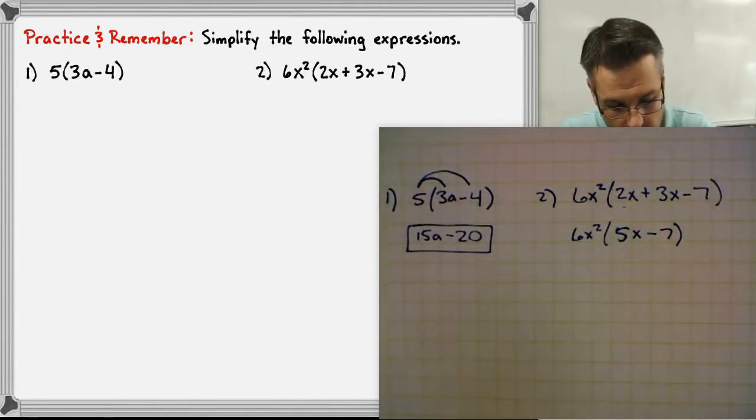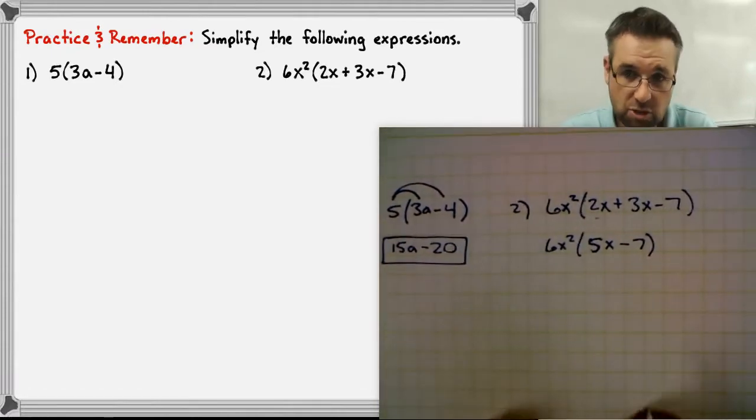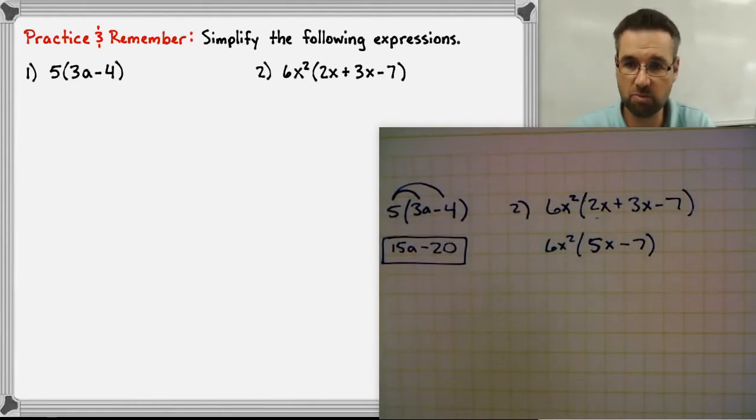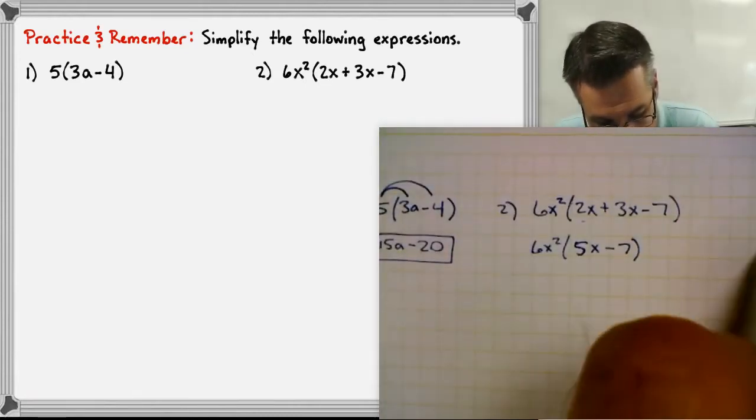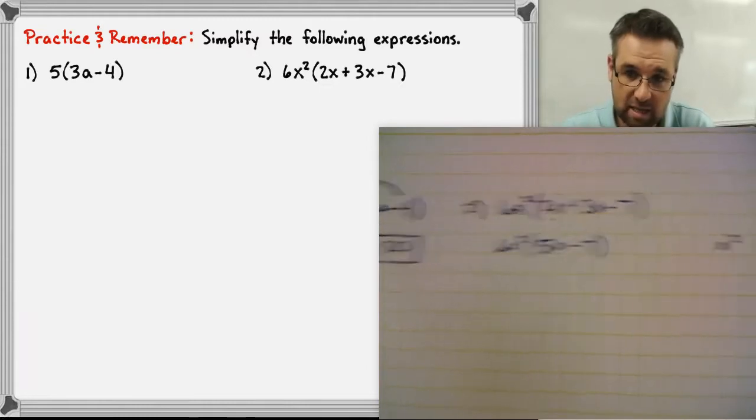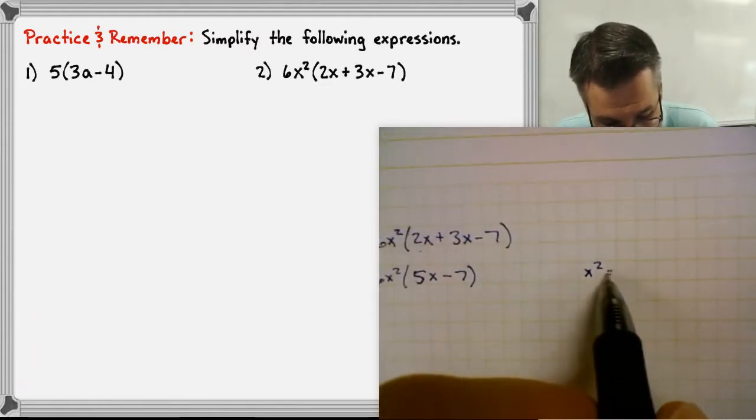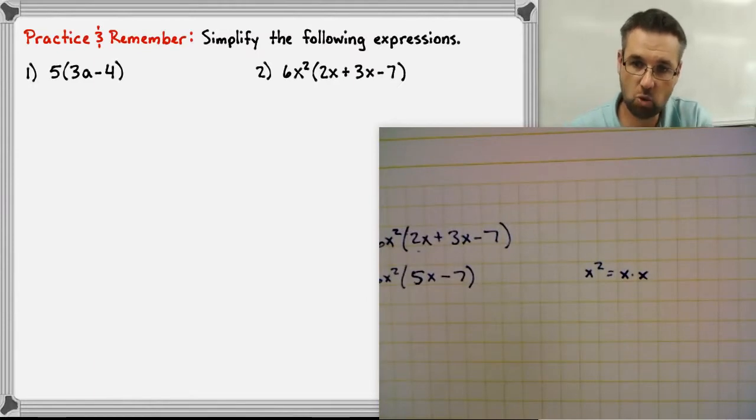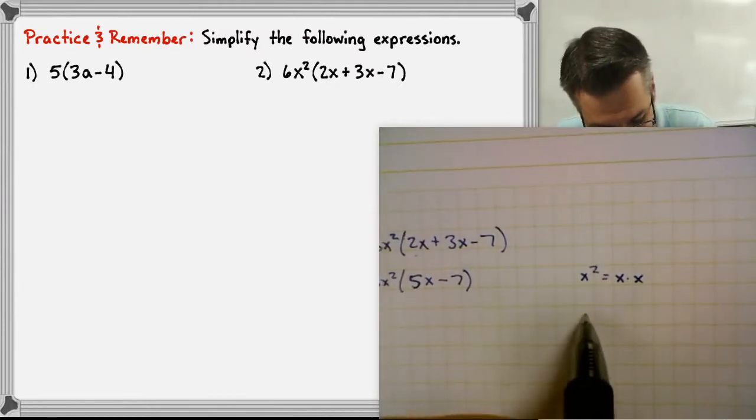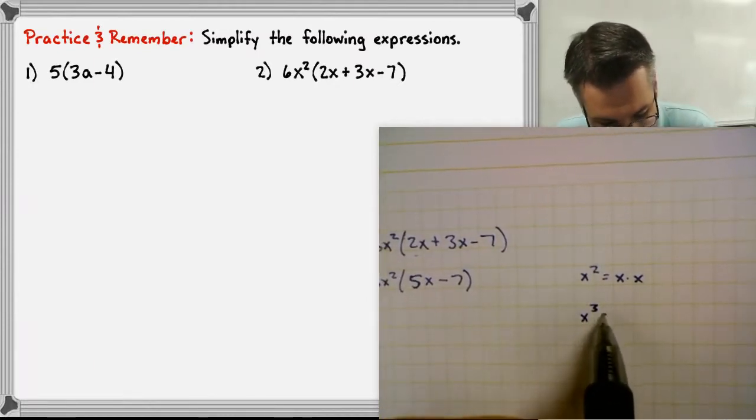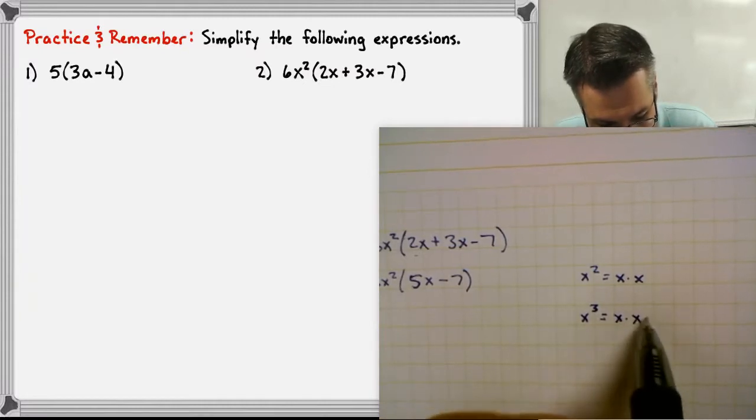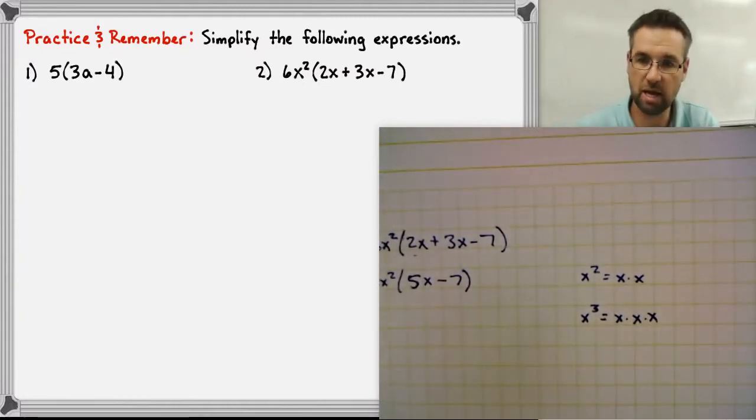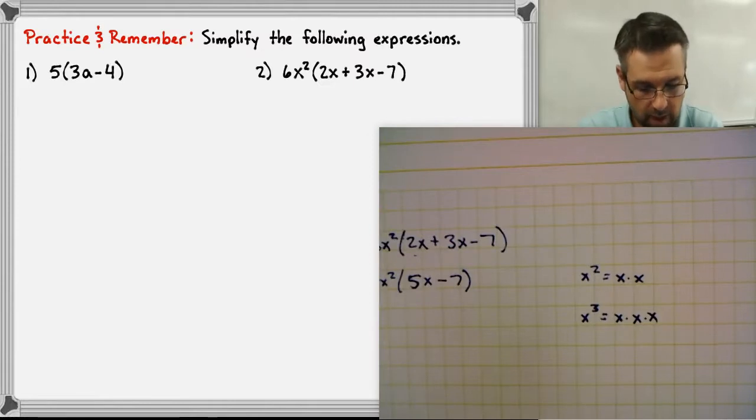Okay. So before I go ahead and distribute, I want to make sure that we understand what an exponent means. So when I say x squared, what does that mean? That means x times x, right? A number squared means x times x. Well, same thing here. If I say x to the third, that means x times x times x. We're multiplying x three times, okay?